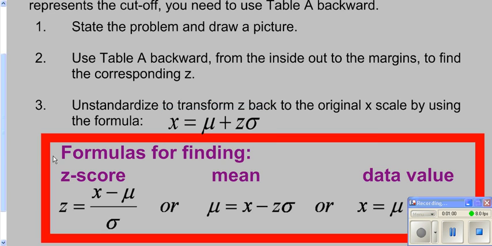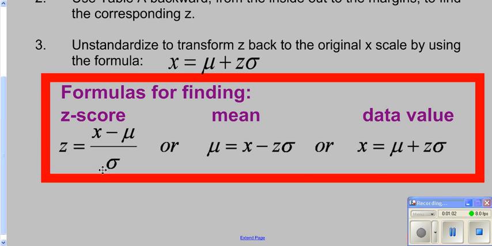Now, formulas you're going to be using here are your forward z-score, and then if you're looking for a particular data value, that would be this one over here, which is a reverse z-score. Occasionally you'll be doing the reverse process where you're looking for the mean, but typically you're not going to use the middle one. You're going to use the one on the left for a forward z-score, the one on the right for a reverse z-score.